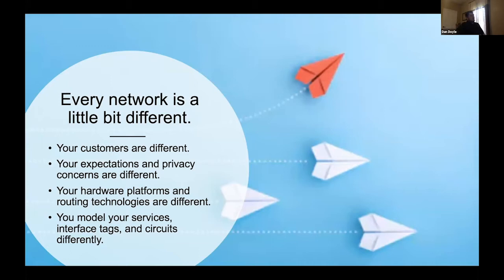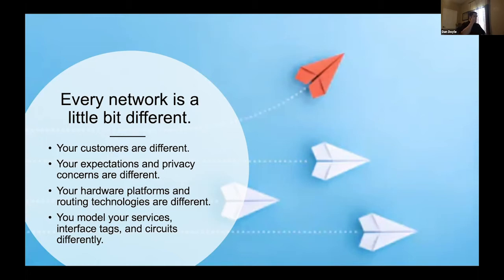Your hardware platforms and routing technologies are different. You might use layer 2 VLANs. You might use MPLS. You might run different routing VRFs. You might maintain your own layer 1 network, or maybe you don't. Maybe you purchase it or rent it from another provider.